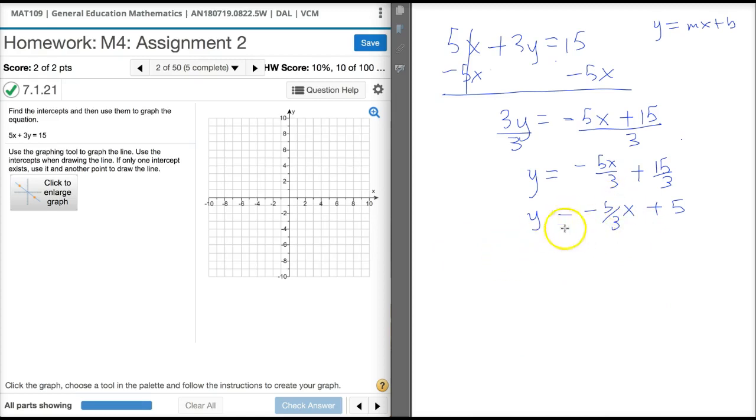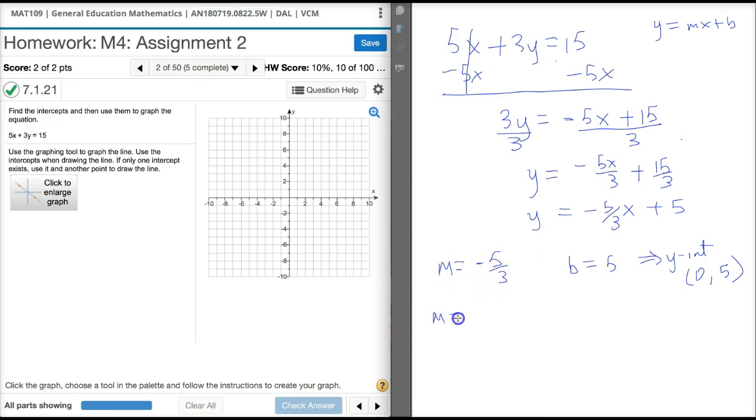So now we know from here that the slope of this line is going to be negative 5/3, and the y-intercept for this is going to be (0, 5), okay? So here, what we could do is, we know that we have one of these 2 points, which is (0, 5), that we need, and we can use rise over run to find the next one, or the slope, okay?